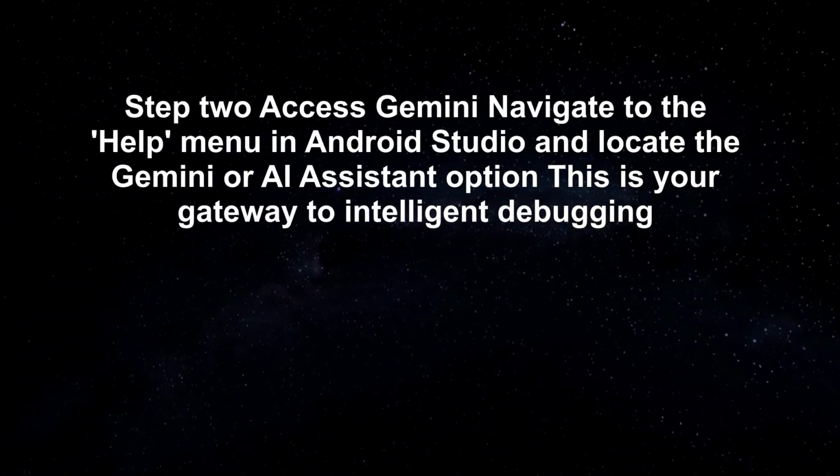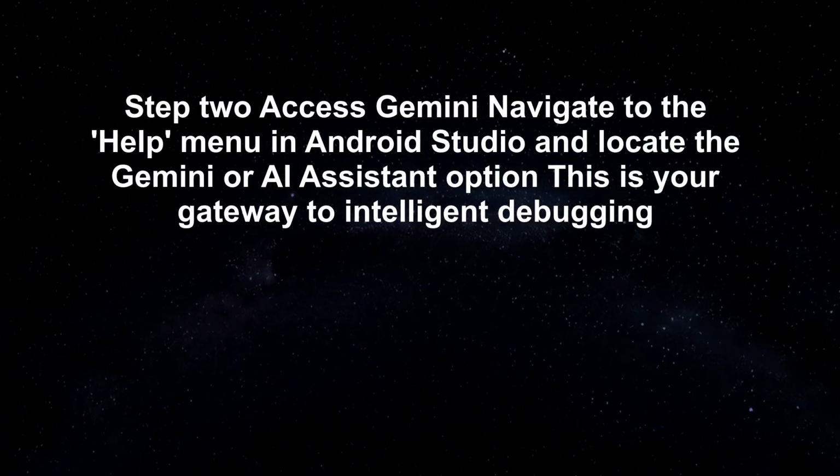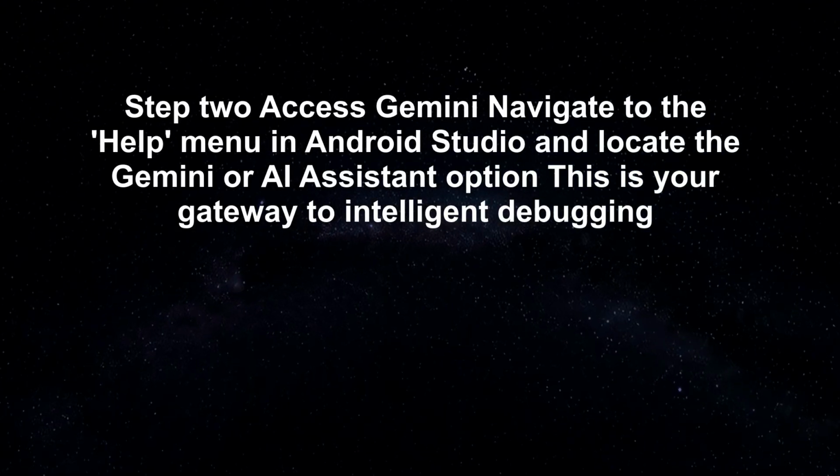Step 2. Access Gemini. Navigate to the Help menu in Android Studio and locate the Gemini or AI Assistant option. This is your gateway to intelligent debugging.